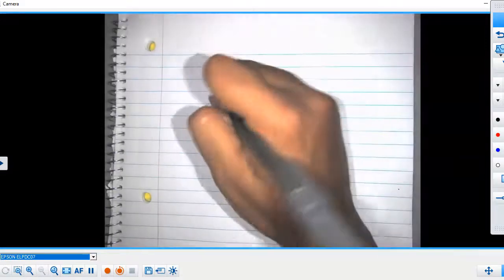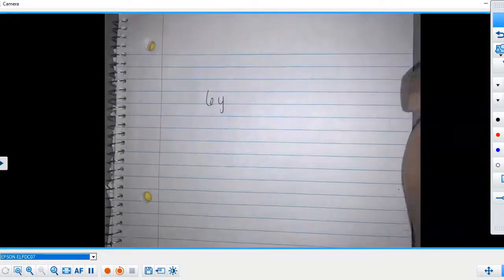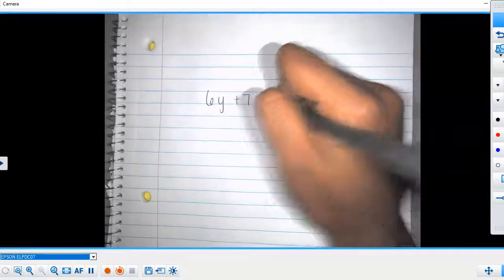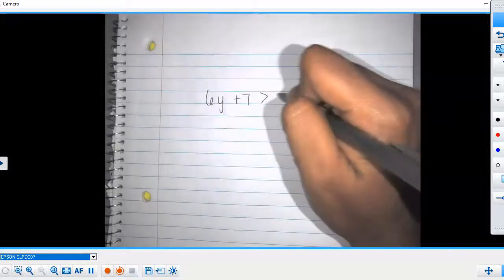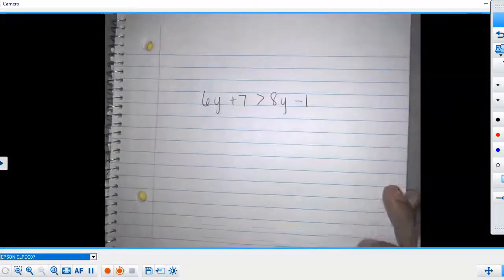Now, for inequalities, the beauty of this is the same thing happens with inequalities, okay? With inequalities, we're going to do the same steps. Let's do this. For the inequalities, what if we had 6y plus 7 greater than 8y minus 1?